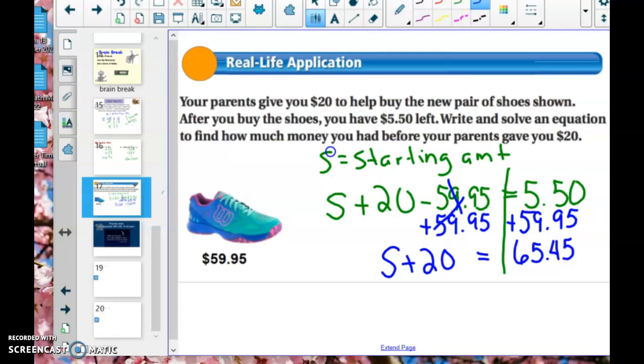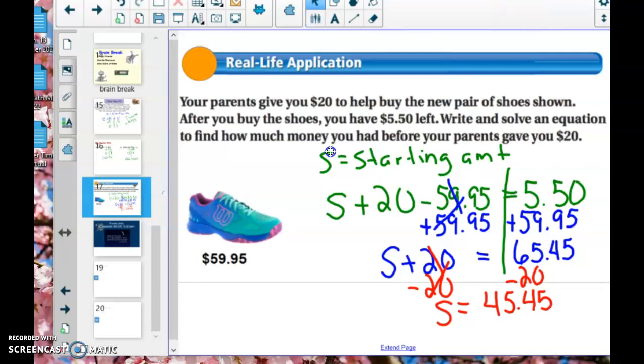Then I still have this plus 20 here, so I'm going to subtract 20 on both sides. That's going to leave me with S by itself, which is what I wanted, and that's going to give me 45.45. So that means I had $45.45 before my parents gave me money and before I bought those shoes.